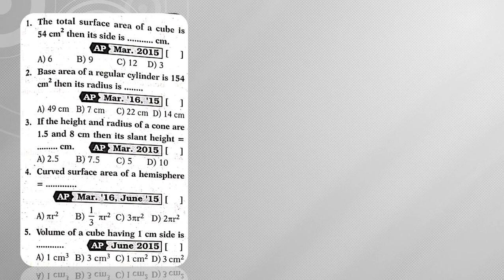Now let us see the first question, the total surface area of a cube. Total surface area of a cube is given by 6 a square, which is equal to 54 centimeters square. Now in the 6 table, I can cancel 54 nine times. So from this a square is equal to 9, so a is equal to square root of 9, which is 3 centimeters. Hence the answer is 3 centimeters.